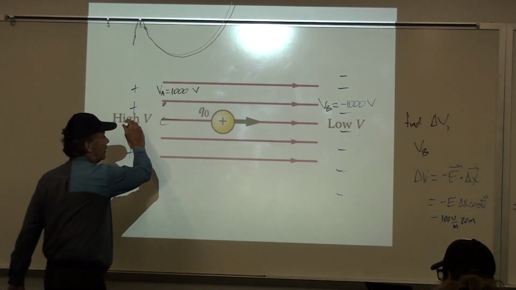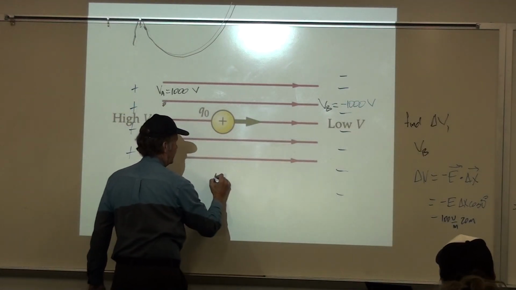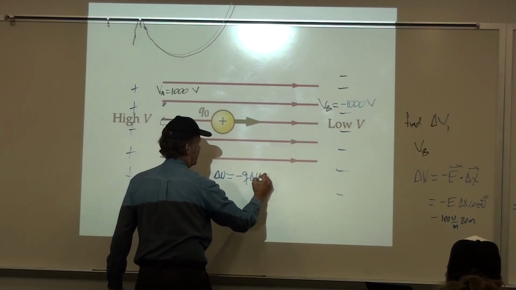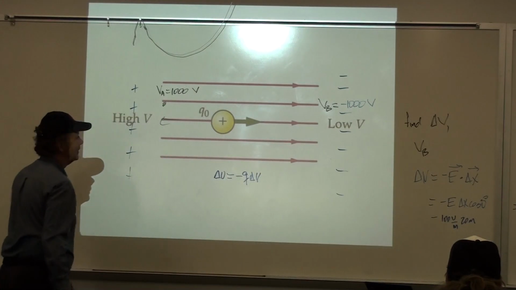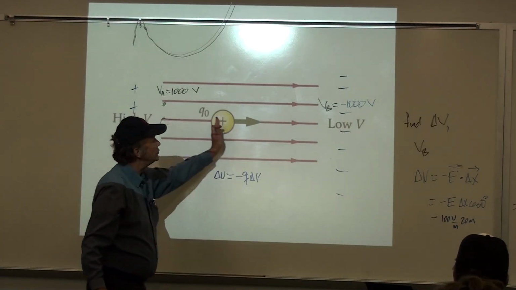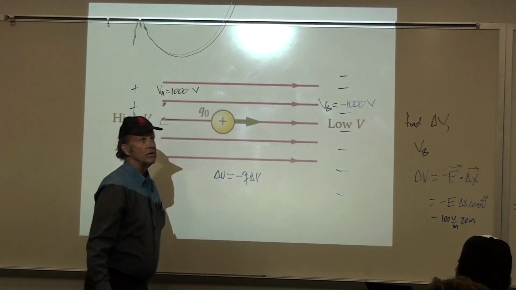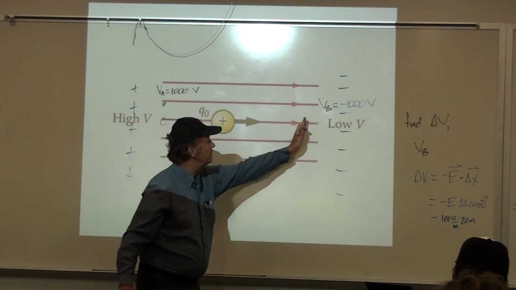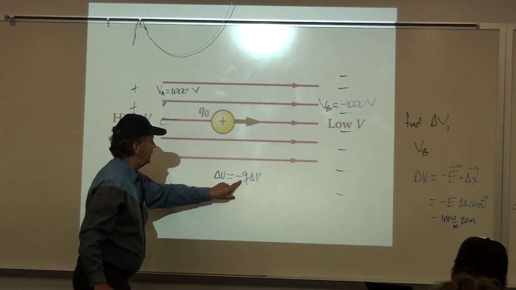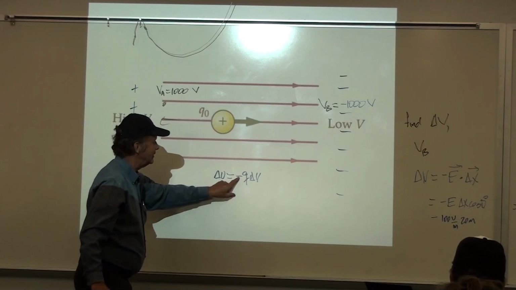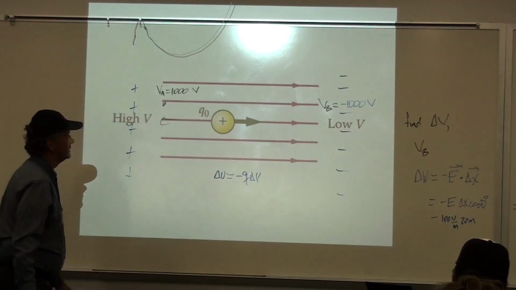Whereas a negative charge going this way, delta U is equal to minus Q delta V, right? Okay, so that means that a negative charge, like an electron, would experience an increase in potential energy because you'd be pulling it away from negative and toward positive. And so if delta V were negative, then the Q is also negative, so that gives us a delta U that's positive.